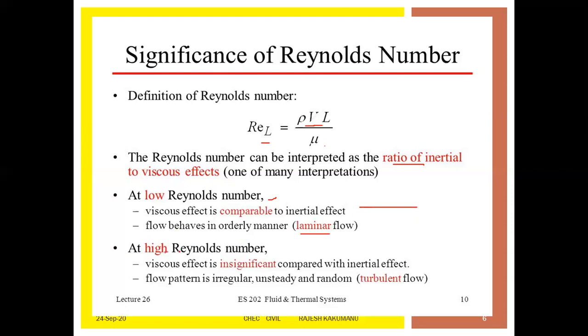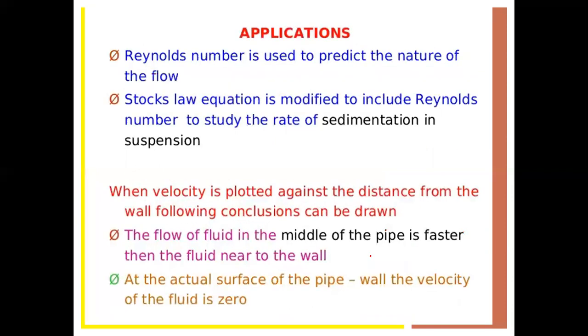Whenever the Reynolds number is high, the viscous effect is insignificant compared to the inertial effect. Thereby, the flow pattern is irregular, unsteady, and random in nature, and the type of flow will be turbulent. So you have different types of turbulent flows whenever the Reynolds number is high. Understood?